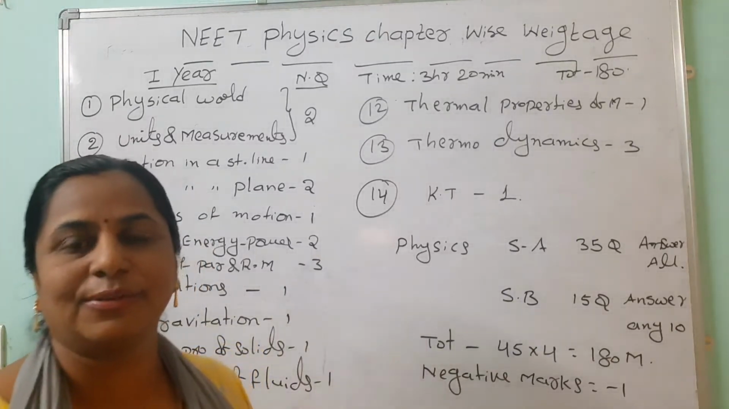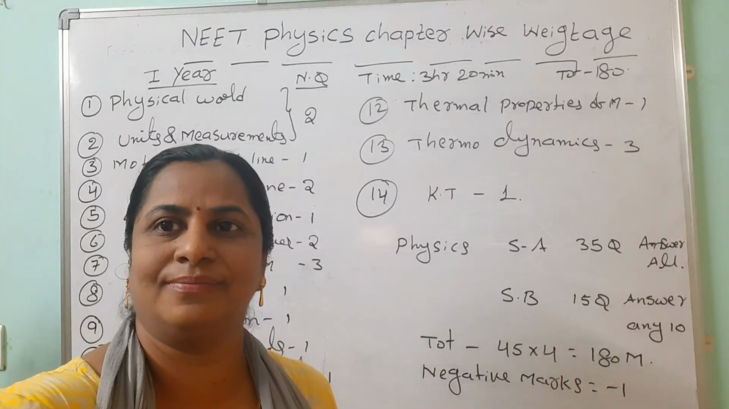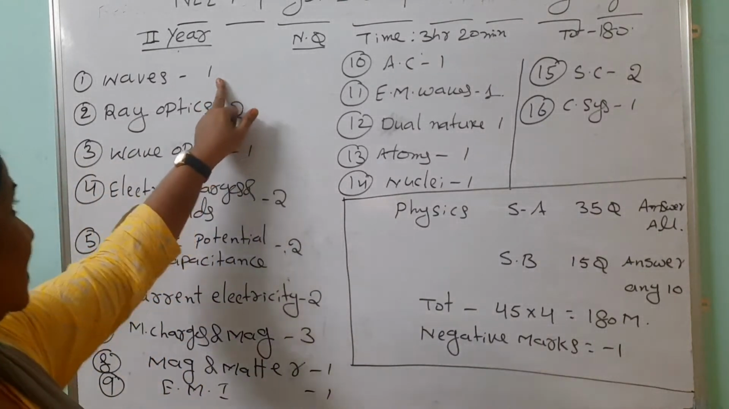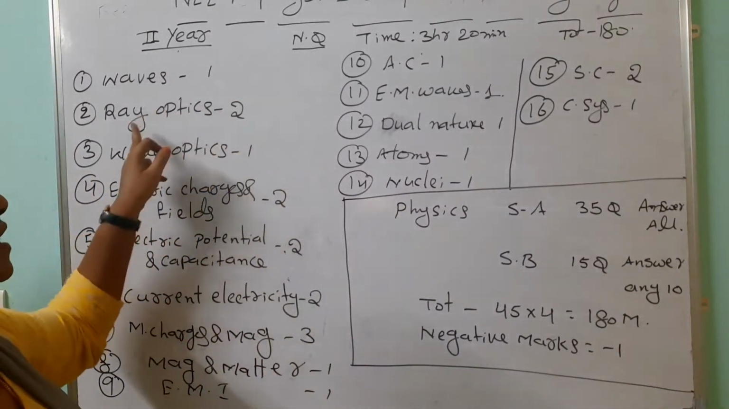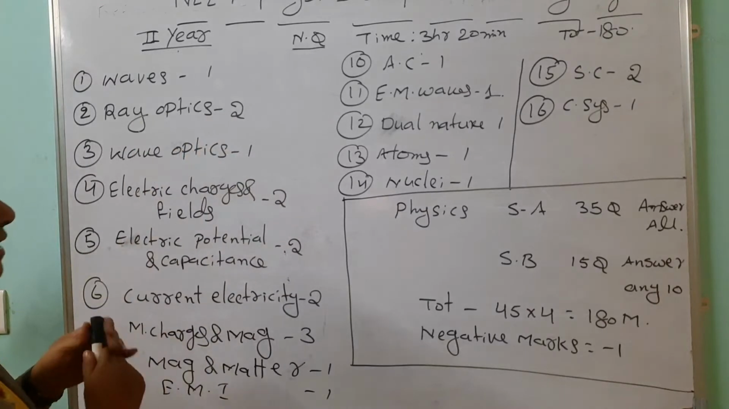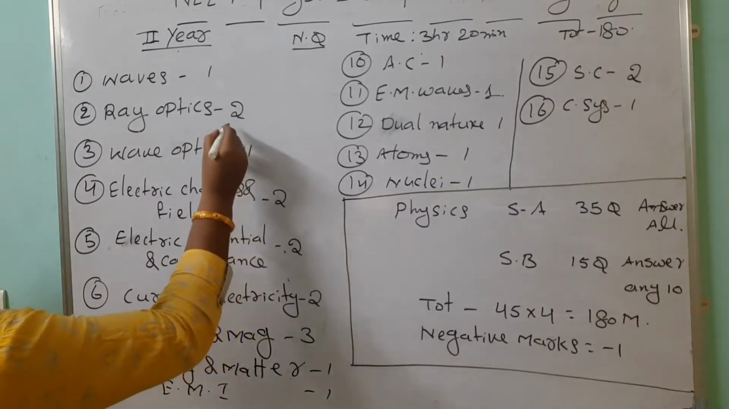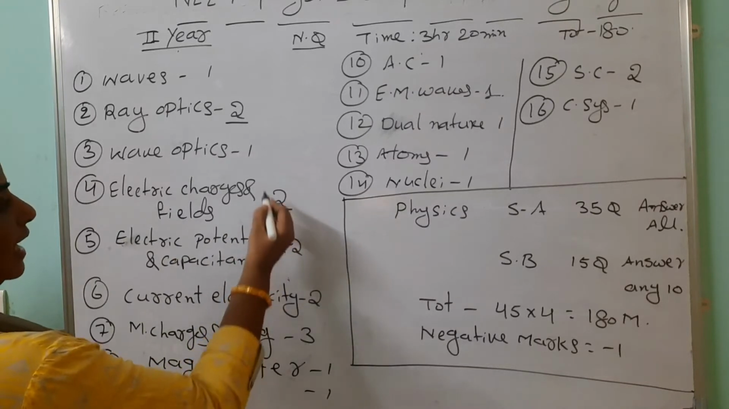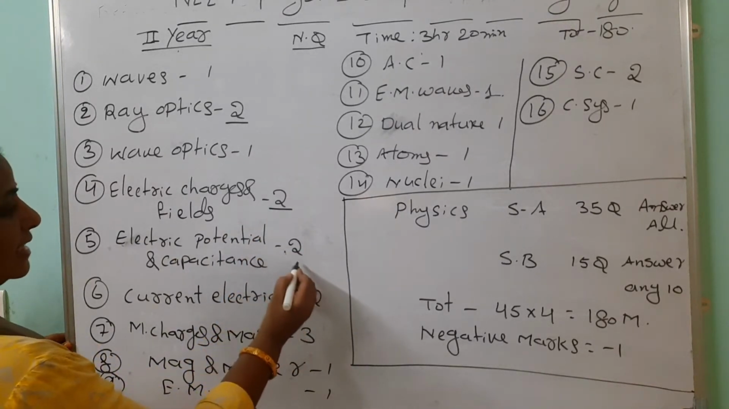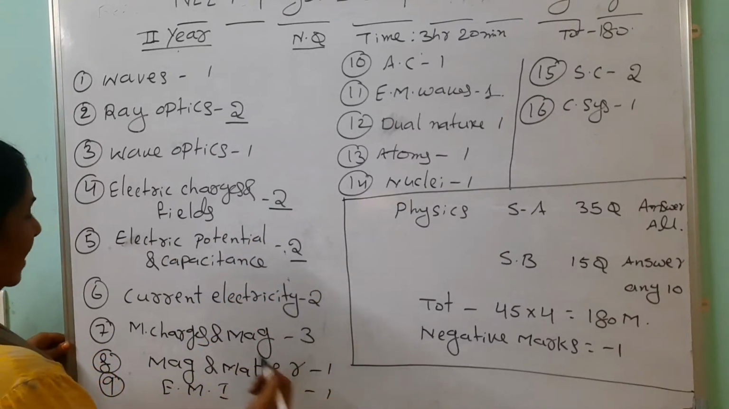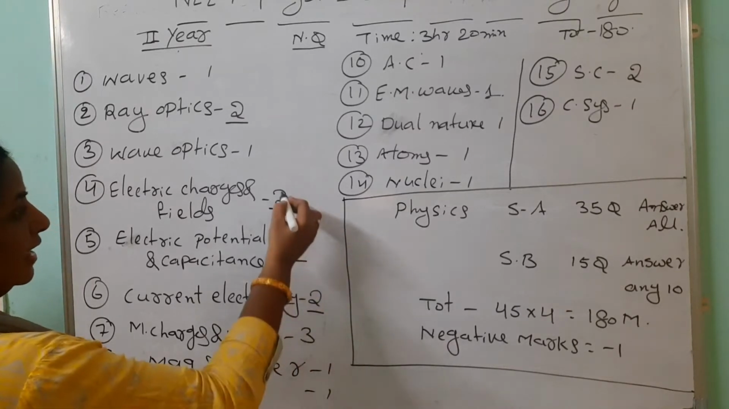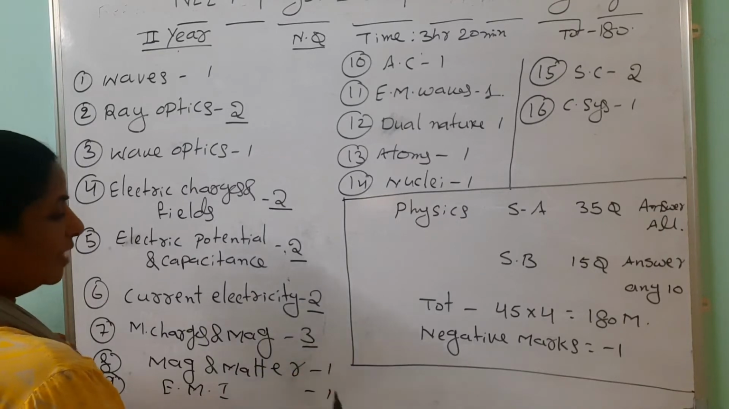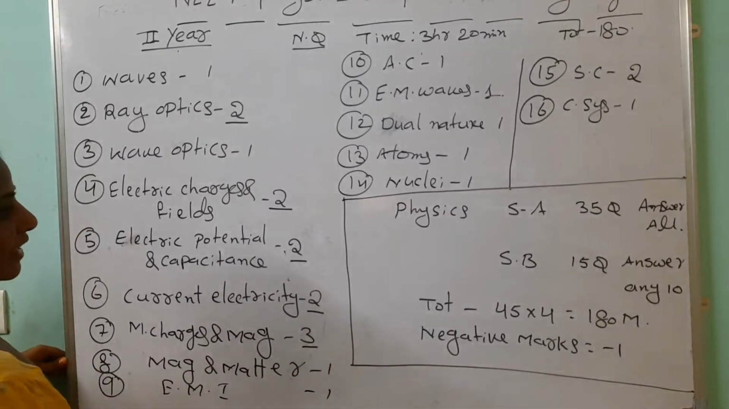Like that we are going through the second year topics also. Here, from waves we are expecting 1 question, so you can say 4 marks from this. From ray optics we are expecting 2 questions. See, this is the heart of these chapters: electric charges and fields, electric potential and capacitance, current electricity. We are expecting 2 questions, and moving charges and magnetism, also a very big chapter, we are expecting 3 questions.